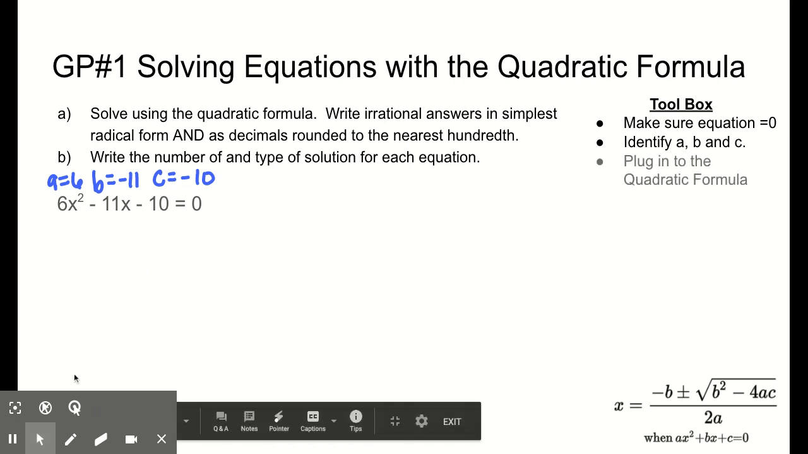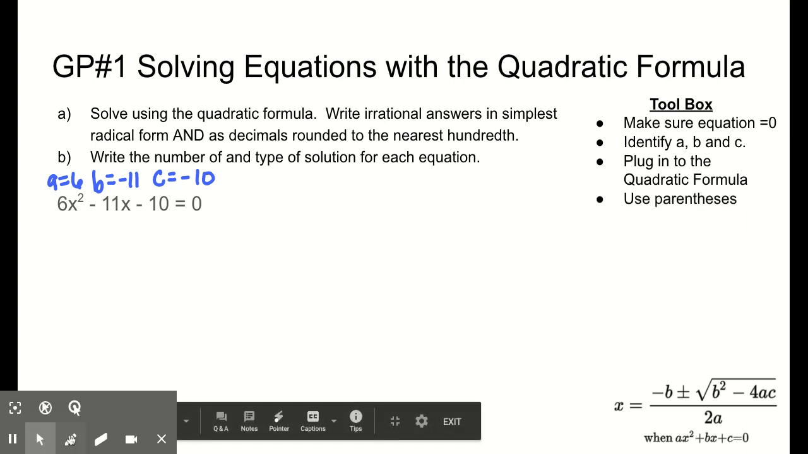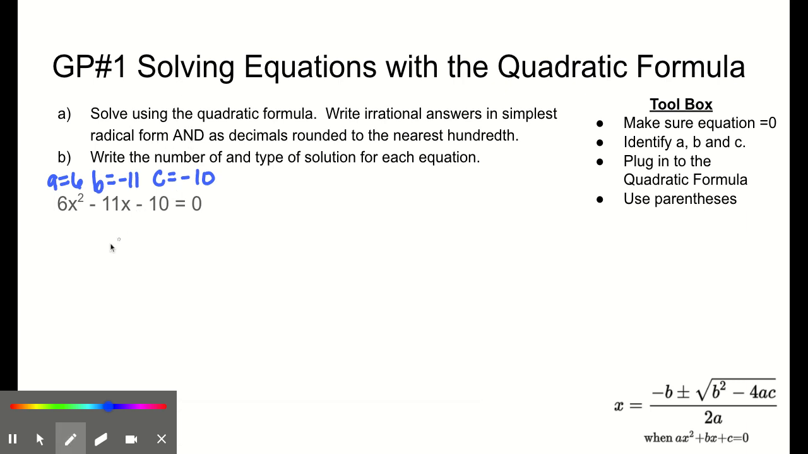Once we've identified the a, b, and c values, we can go ahead and plug these numbers into the quadratic formula. Something you want to make sure you're always doing is using parentheses when you do that substitution, especially with the negatives. It's so important to make sure that we don't forget about any of those negatives. So we are just simply taking our a, b, and c values and plugging them into the quadratic formula.